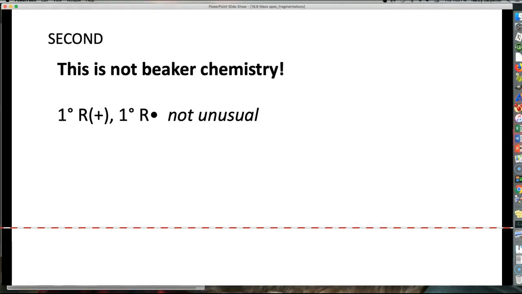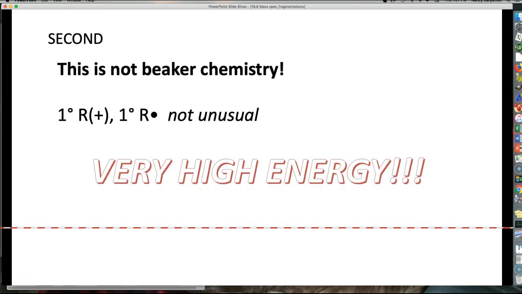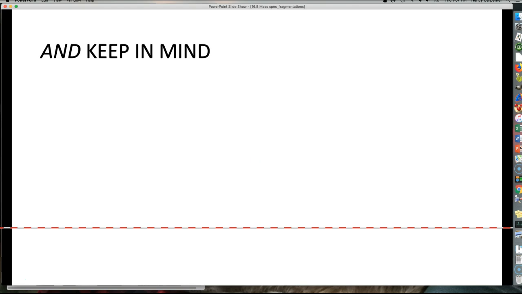The second super important thing to remember is that we're going to dive off into some electron movement like you have never seen before. And this is not the same, and it is the same. It's the same kind of electron movement. It's just that the stability of the fragments that are formed are really, really wildly high energy. It's not beaker chemistry. So we will see primary carbocations. We will see primary radicals.